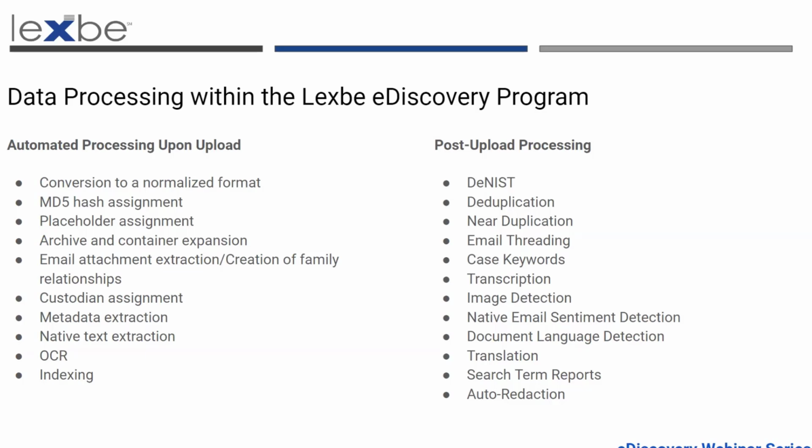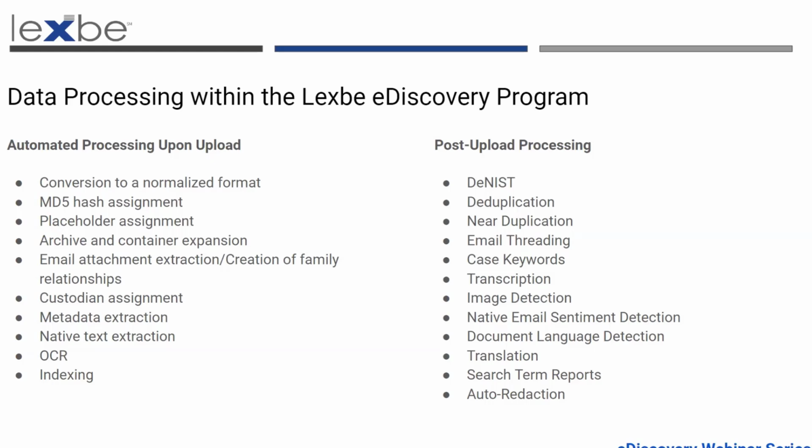Automatic processing also includes expansion or unzipping of zip, RAR, inbox, and PST files, and includes the extraction of email attachments and the creation of email family relationships for efficiency in review in the platform. Relevant custodian information can be assigned during upload, and relevant metadata is extracted and populated into built-in data fields in the platform for searching and for filtering. Automatic processing also includes native text extraction and OCR to provide for greater accuracy in search results, and the creation of an index, which creates a searchable text index of the text and metadata associated with the documents.